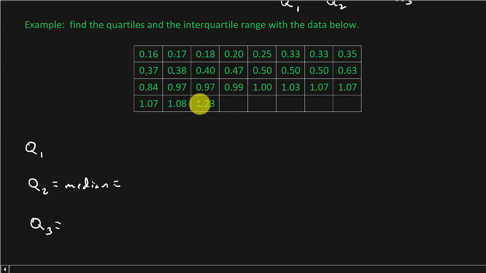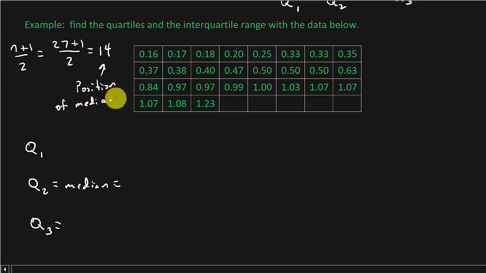Now, if you remember from a previous video, I showed you how to find the position of the median. Remember that? We've got n plus 1 over 2, where n is the number of data values. So n is 27, plus the 1, divided by 2 is 14. So the position of the median is 14.